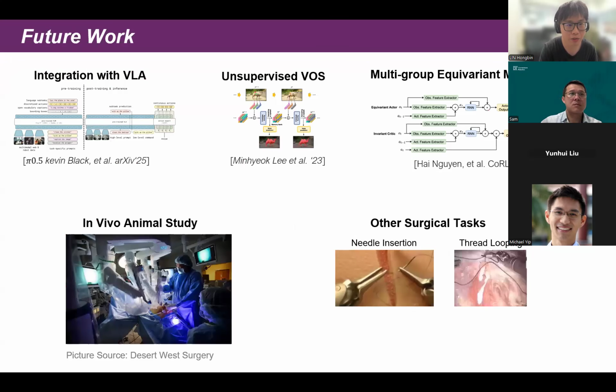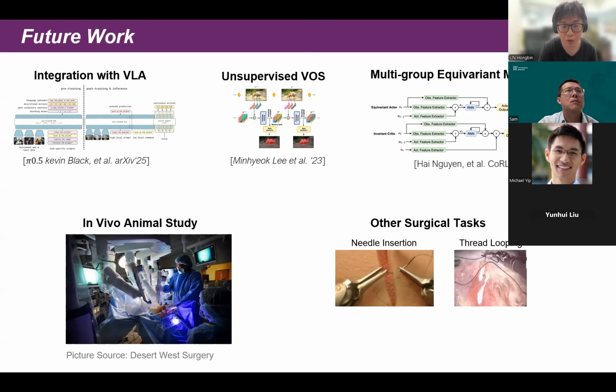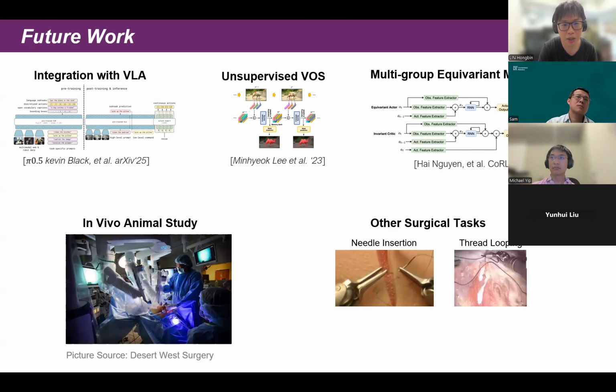For future work, we will try to integrate the latest techniques like VLA to improve our control frequency. Our control frequency is only 1 hertz, and we can improve it using VLA. Second, since we still need to label the mask, we will try to explore unsupervised video object segmentation in the future. And here we try to explore the multi-group equilibrium model.